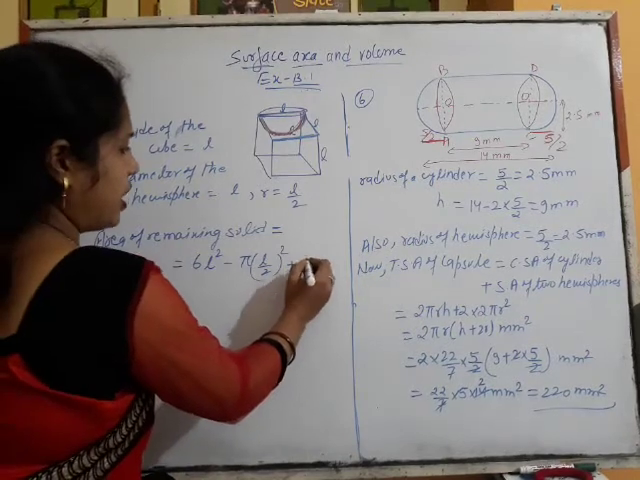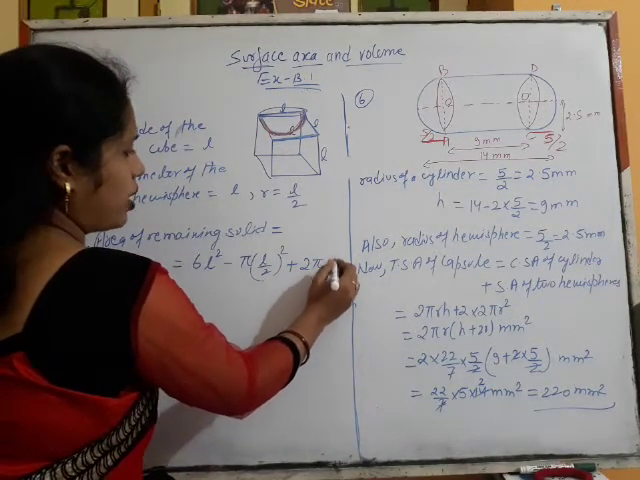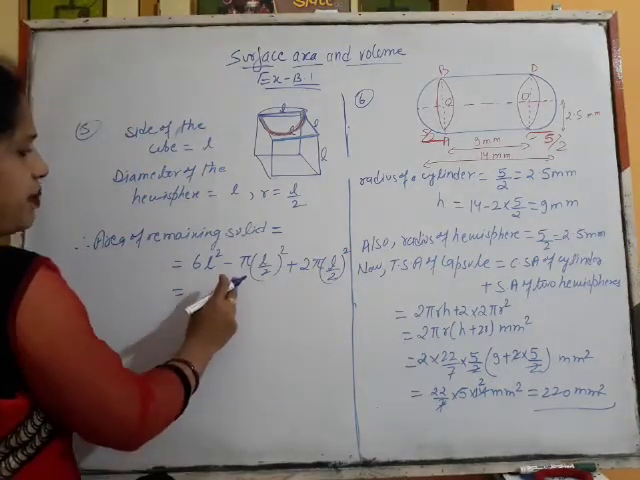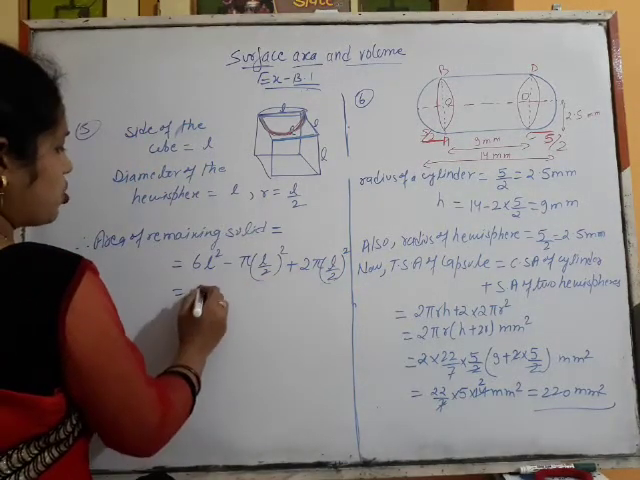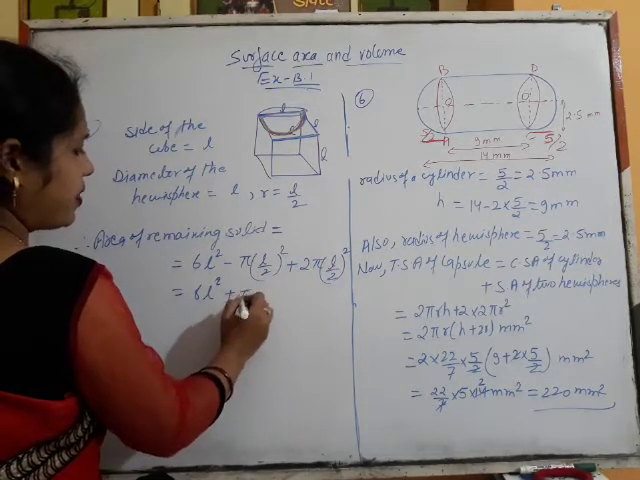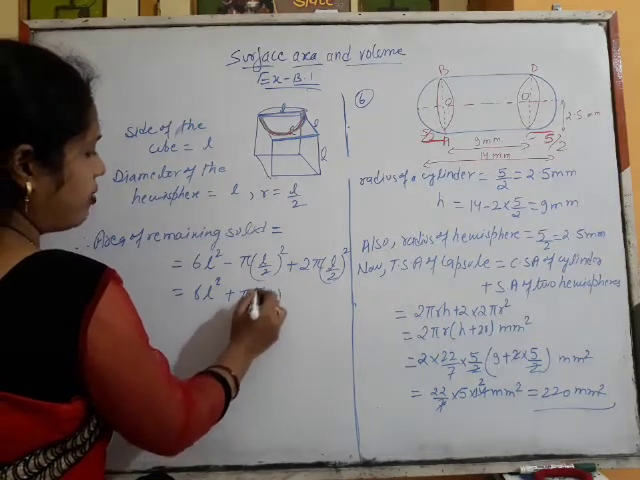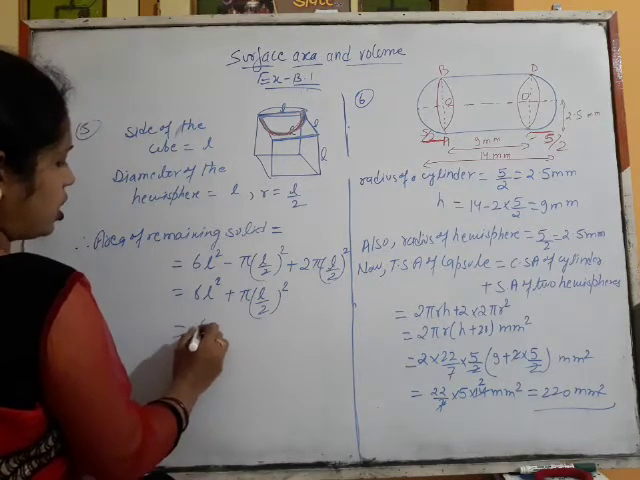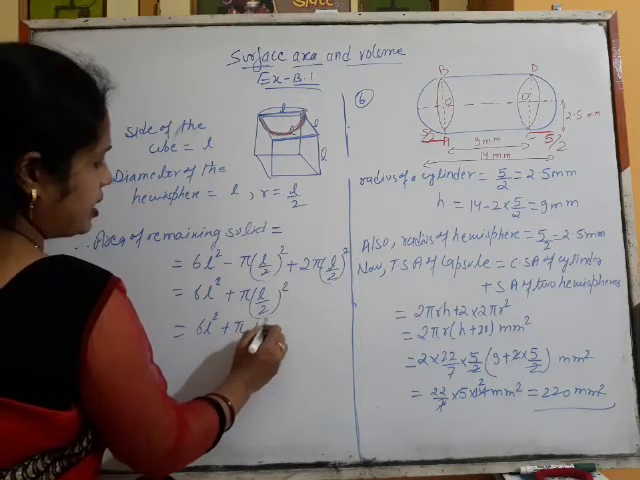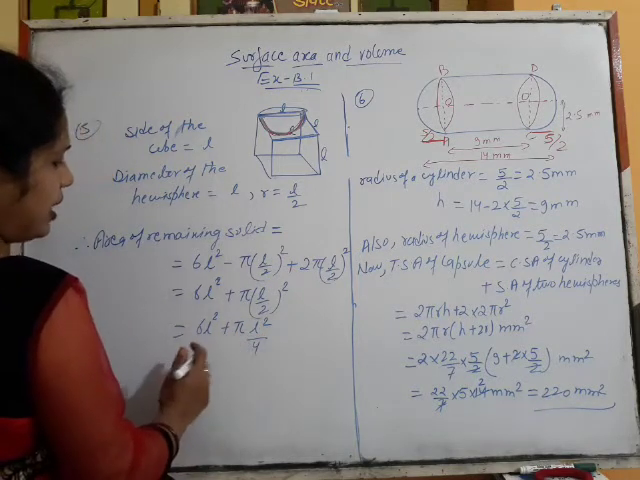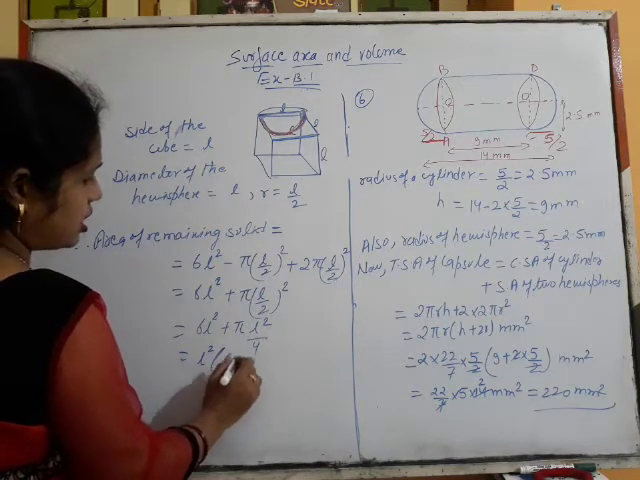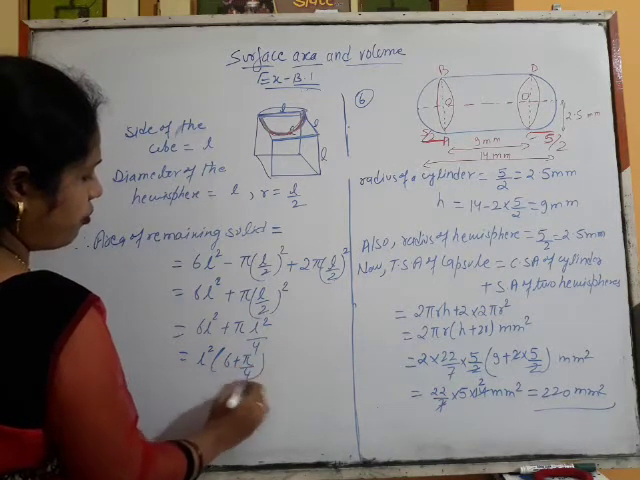So what is the surface area of the hemisphere? 2 pi r square. So r is L upon 2. So this is r square. So you see, minus pi r square plus 2 pi r square. Here we will have plus, this 2 will go, plus pi r square will be left. Okay. So 6L square, now plus this pi L square upon 4. So L square will be left out. Inside, 6 plus pi upon 4.